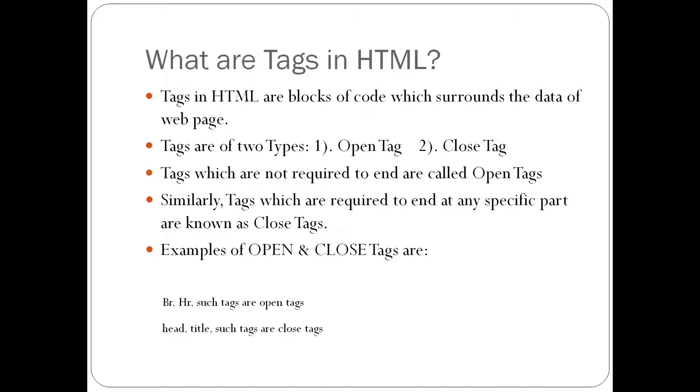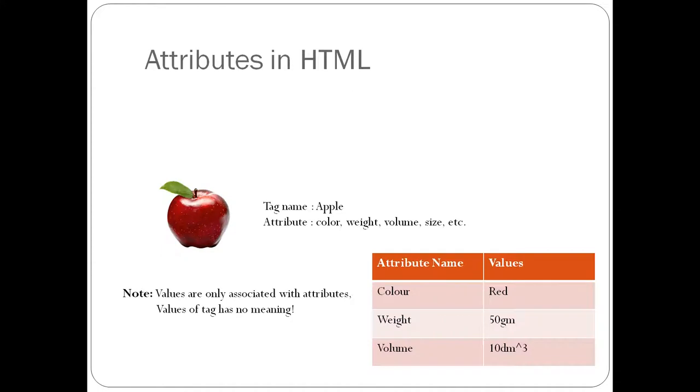Some examples of close tags and open tags. This is just for information. In the next video we will get started with those tags. Examples of open tags are the BR tag, the HR tag, and more in future videos. And some examples of close tags are head, title, and even the HTML tag itself is a close tag. So now let's get started with understanding the attributes in HTML.